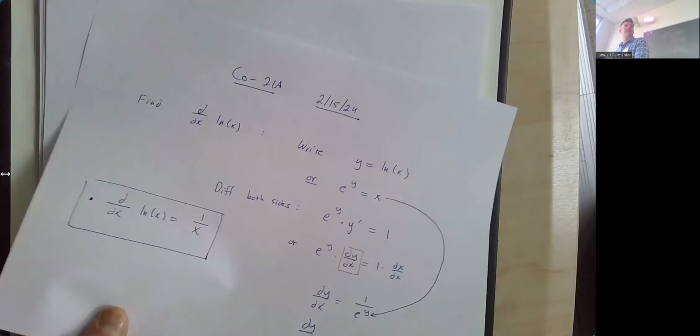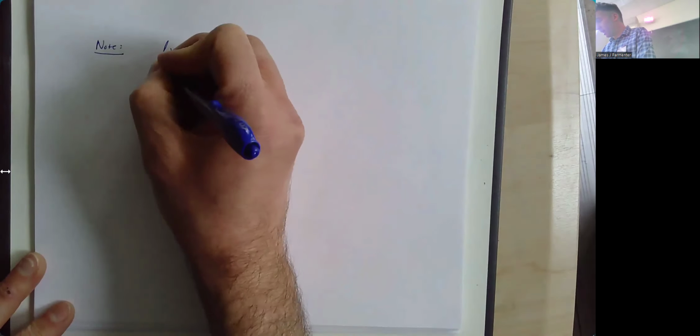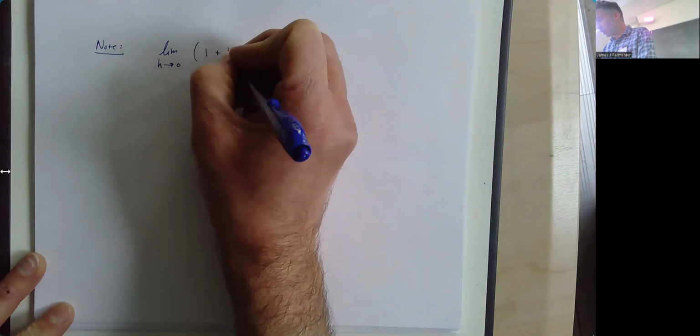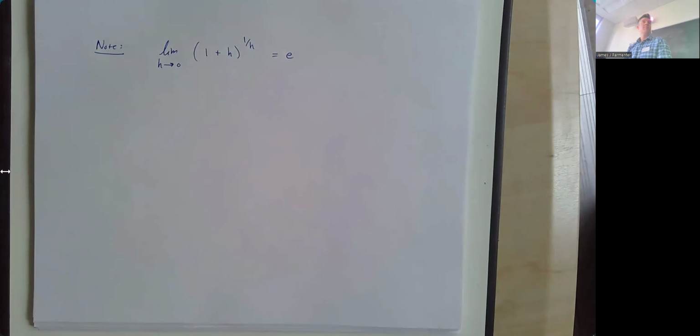I'm going to tell you about a limit that you might have seen before, but you might not have. Note or observe, and again, all this we're about to do is maybe not the most important thing ever, but I want you to see it so that you have this idea a few different ways. The limit as h approaches 0 of (1 plus h) to the 1 over h is in fact equal to e.